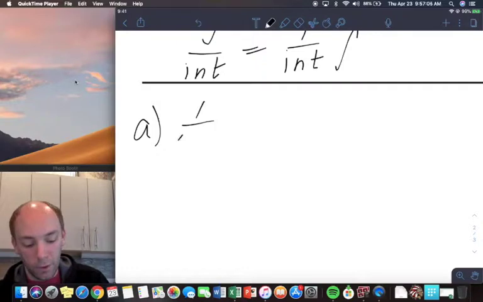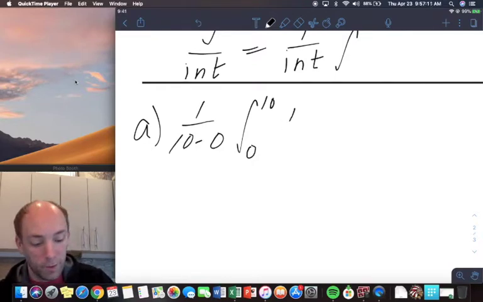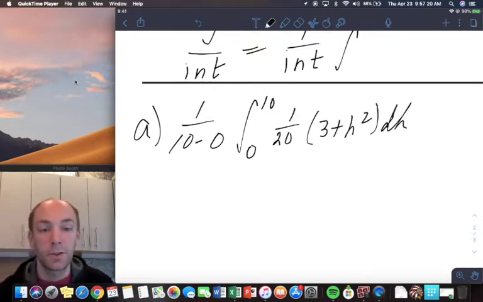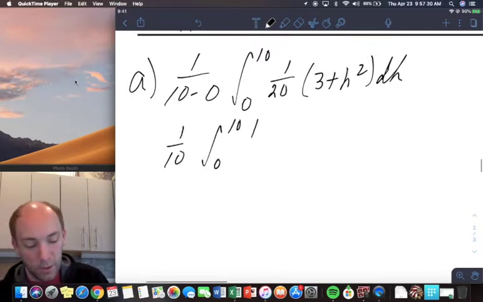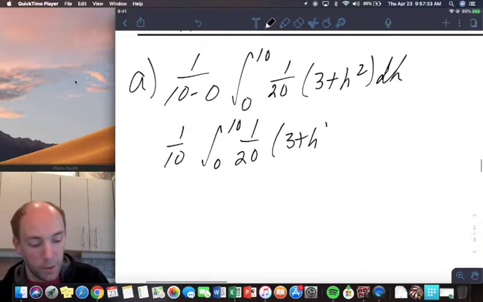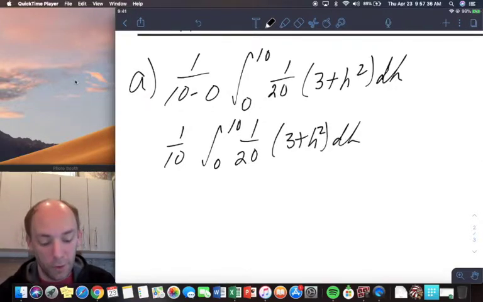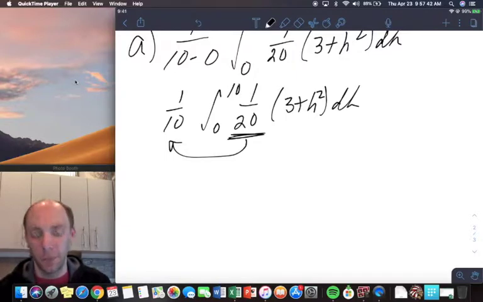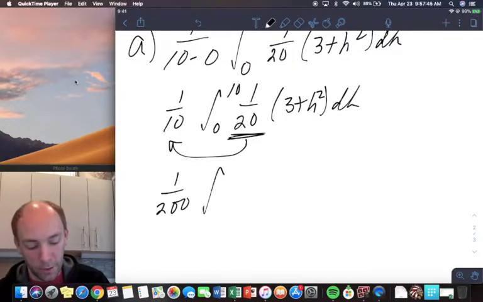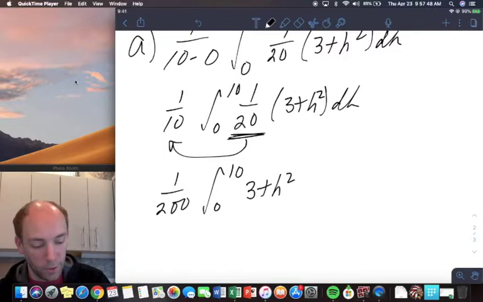So I would do 1 over 10 minus 0 times the integral from 0 to 10 of the radius function, which is 1/20 times (3 plus h) squared dh. 1 over 10 minus 0 is just 1/10. I'll move the 1/20 to the outside so the integral is easy to work with: 1 over 200 times the integral from 0 to 10 of (3 plus h) squared.